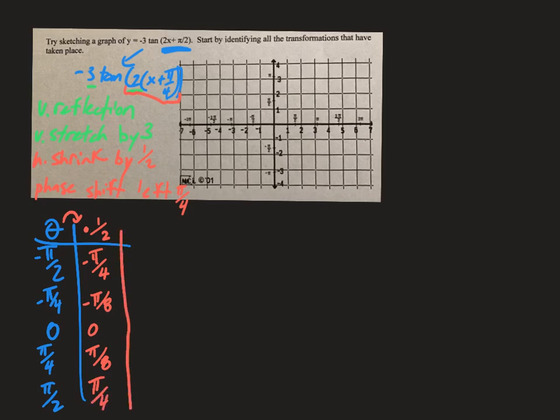Now, I have another transformation on the x values, right? That phase shift to the left pi over 4. So going left means I know I need to subtract pi over 4. So I'm going to go ahead and fill in these values now. I'm going to take the second column of numbers and subtract pi over 4.